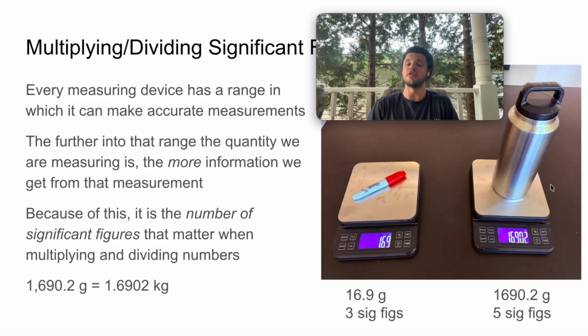So we get a little bit more information out of this specific scale, because our water bottle is further into the range of that scale than our red Sharpie marker, because it's not as far into the range of measurement for the scales we're using.